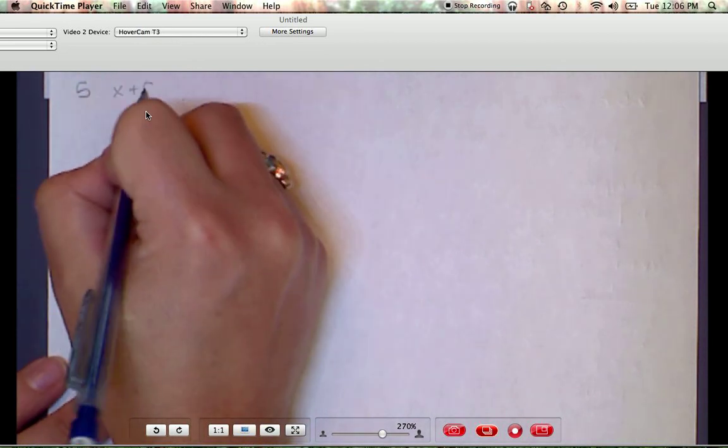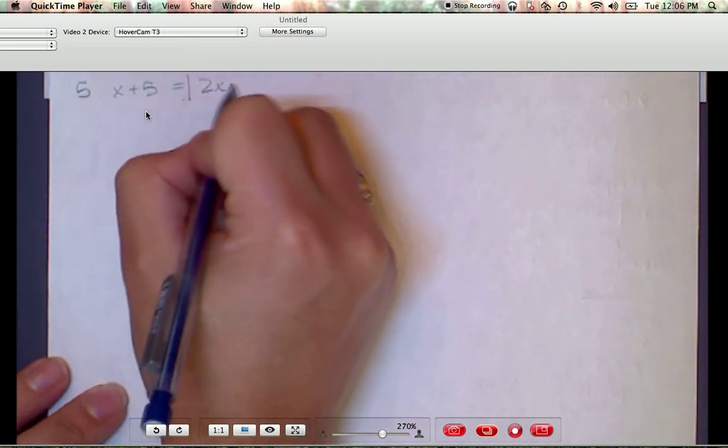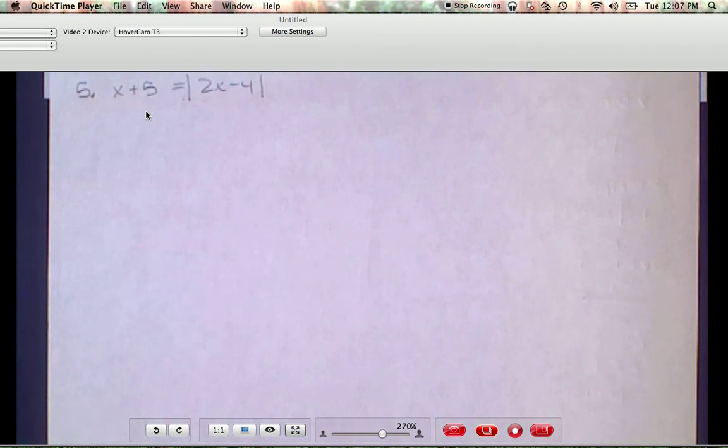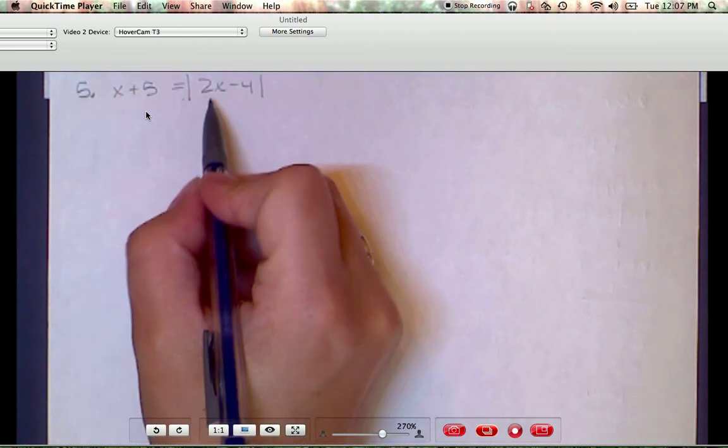x plus 5 equals the absolute value of 2x minus 4. What makes this one different? Yes, there's variables on both sides. So what do we do about that? We have to isolate the absolute value, which the absolute value is already isolated.